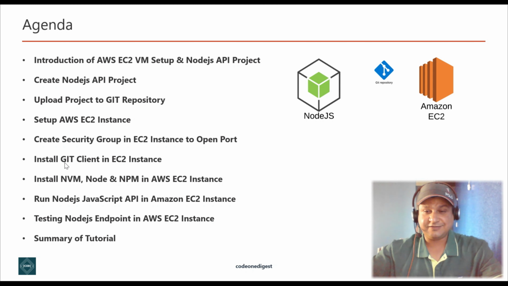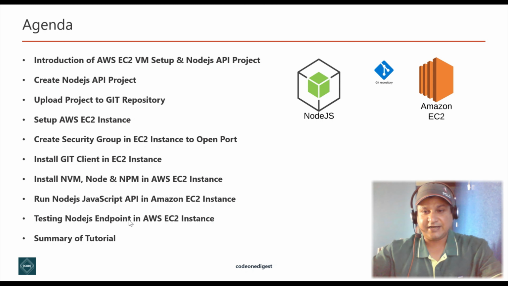Then we'll be installing a few software packages into our EC2 instance, like the Git client, and then I'll be installing NVM, the Node Version Manager, then the node server and npm. And I'll give you the commands to install all this software. Once this is done, then I'll be building our project in the EC2 instance and run the Node.js application. Then finally, we'll be testing those endpoints in the EC2 instance, right?